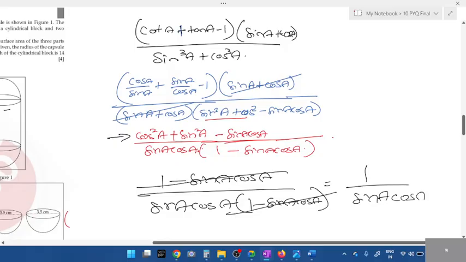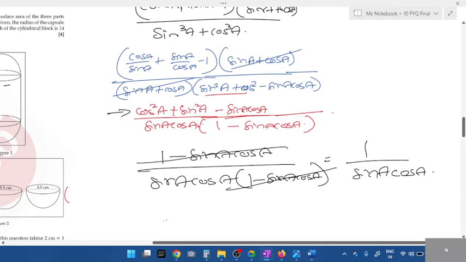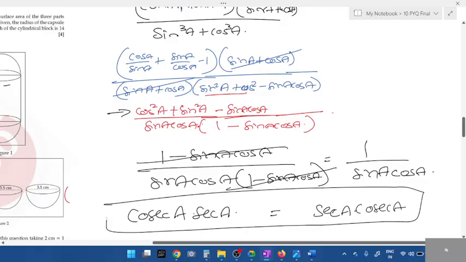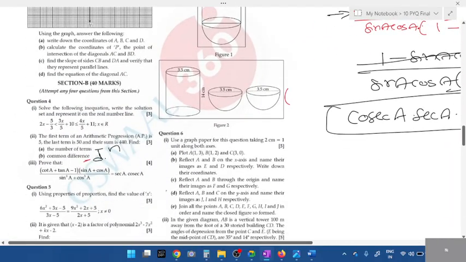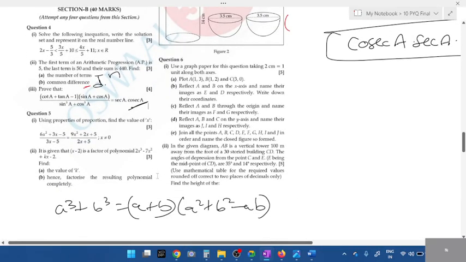Use the reciprocal relation. What is 1 by sin A? Cosec. And 1 by cos A is sec A. According to the table, cosec comes first: cosec A into sec A. That's why they have given cosec A into sec A. You can write either the left hand side or the right hand side, anything is fine. See, we have proved it. Clear? Done?